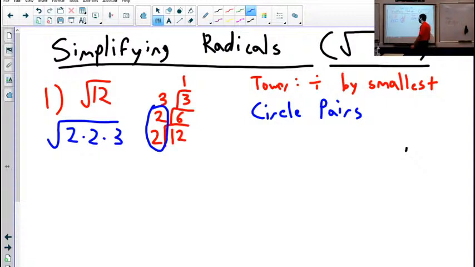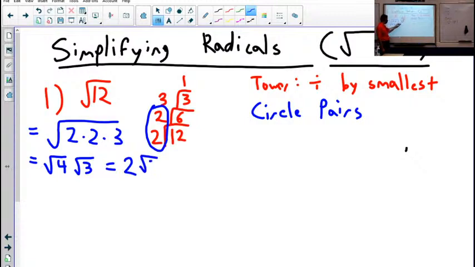So in this case, I notice that this pair of 2 times 2 gives me a perfect square of 4. So this equals the square root of 4 times the square root of 3. Well, I know that the square root of 4 is just 2. No more square root there anymore, but I still have the 3 inside the square root. That's the algebra, the mathematics of what's going on.